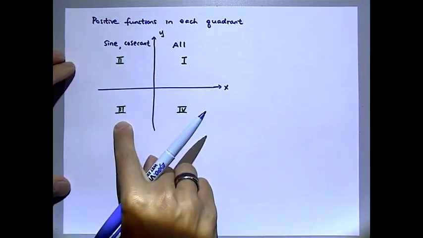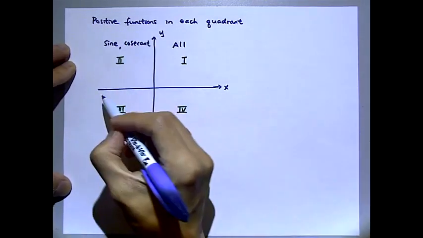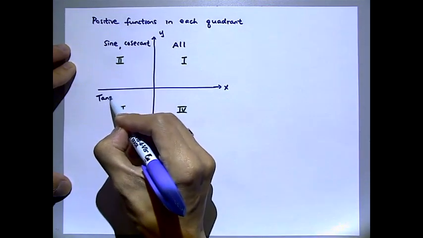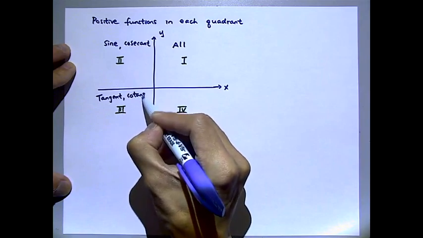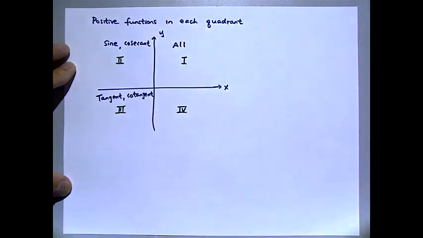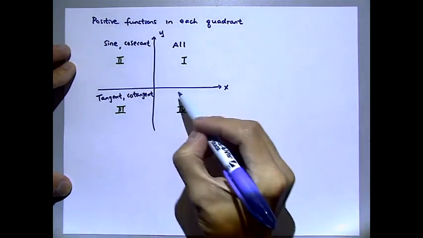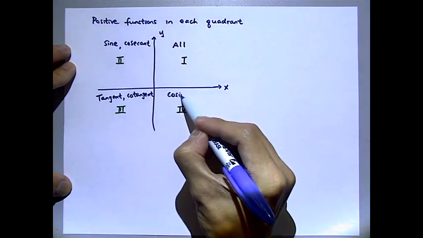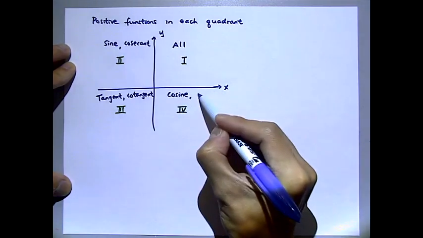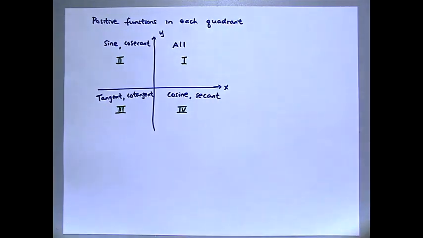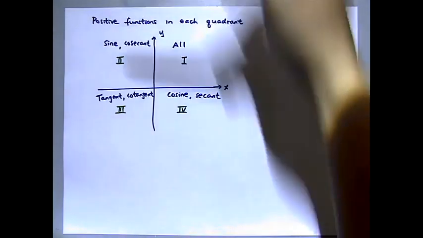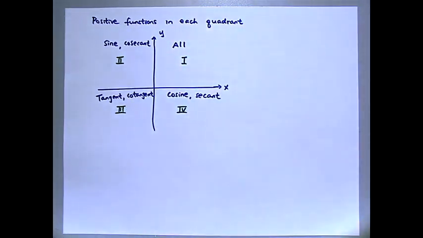Third quadrant, what's positive? Tangent. And of course, cotangent. Last one, fourth quadrant. Cosine, right? Cosine and the reciprocal, secant. Okay. Everything's positive. Sine is positive. Tangent, cosine.